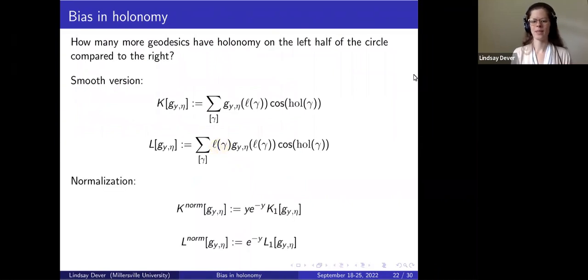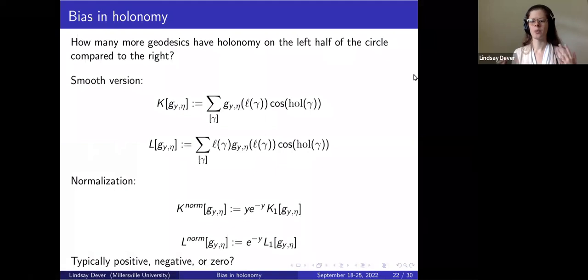Okay, and then we normalize both of these sums. And these just turn out to be the correct normalization factors, dividing by e to the y over y for the first sum and dividing by e to the y for the second sum. Okay, so we want to know, is this typically positive, meaning there's a bias towards the right side of the circle, negative, indicating a bias towards the left, or is this typically 0, meaning that there's no bias?